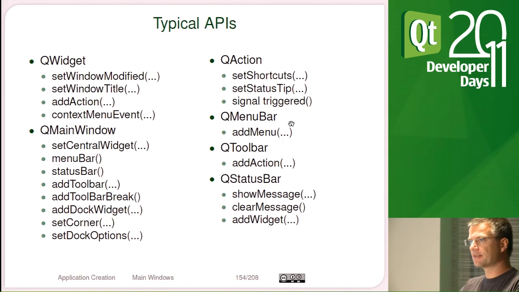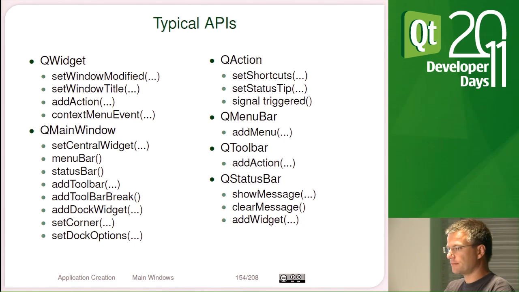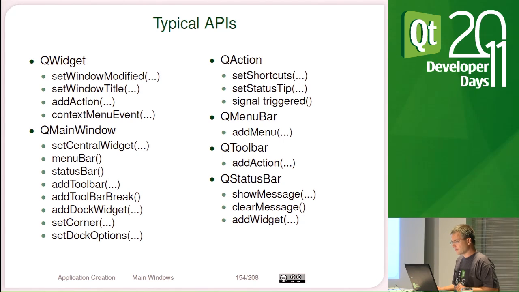So again, here is a summary of important API functions. So that's what we had on the previous slides. Functions to create main windows, to create actions, handle toolbars, menu bars, and status bars. That's the typical APIs.